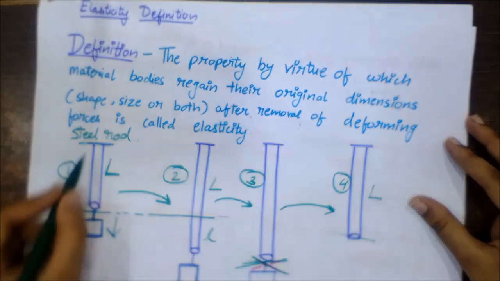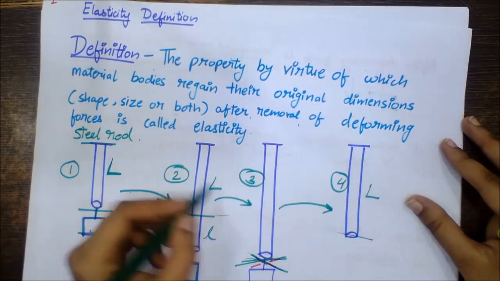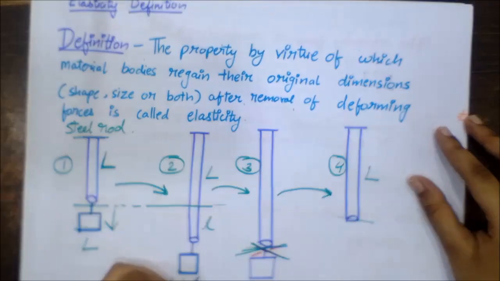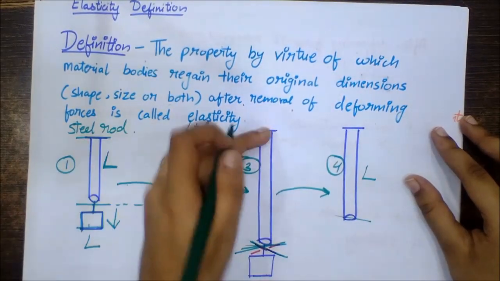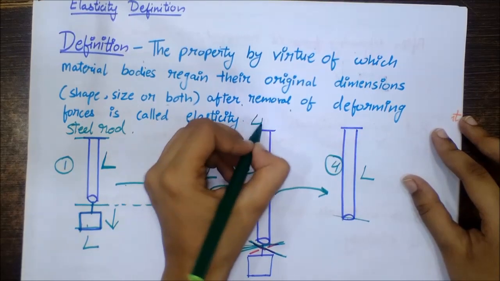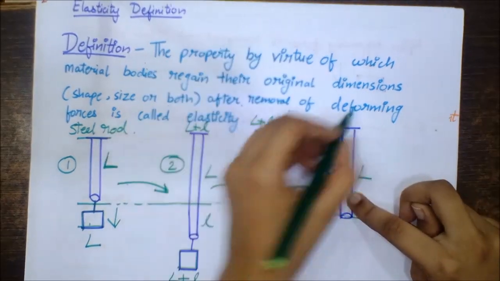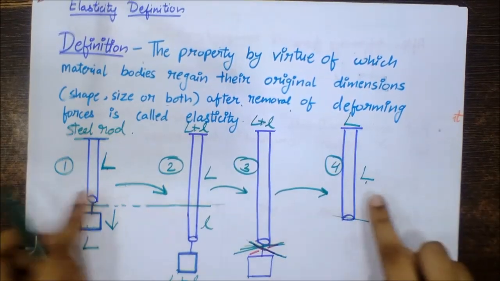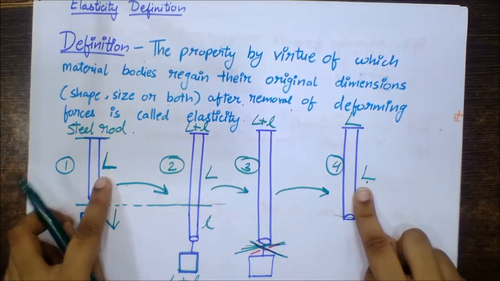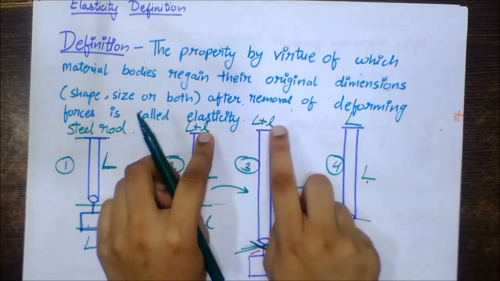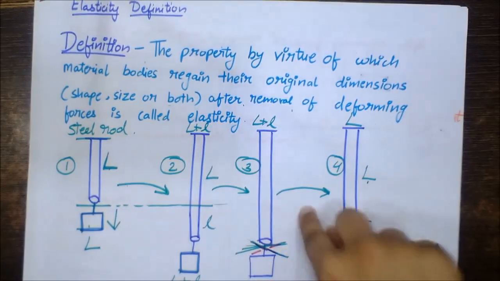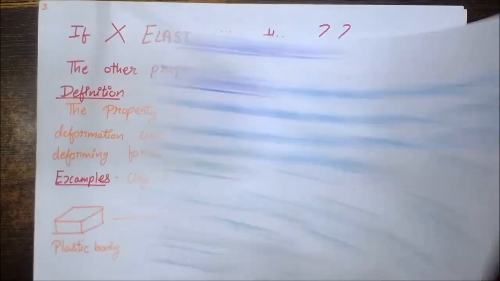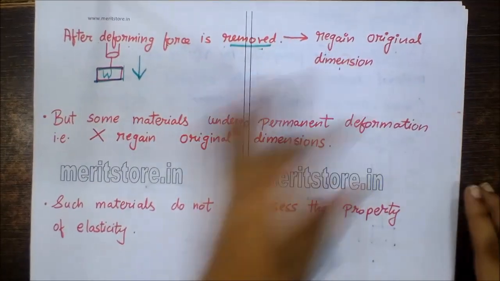Okay, over here the original dimension was L. In step 2 it was L plus small l. Over here it was again L plus small l, and over here it was capital L. So in step number 1 and step number 4 both the dimensions were L, but in 2 and 3 it was L plus small l. So after the deforming force is removed, the original dimensions are regained.